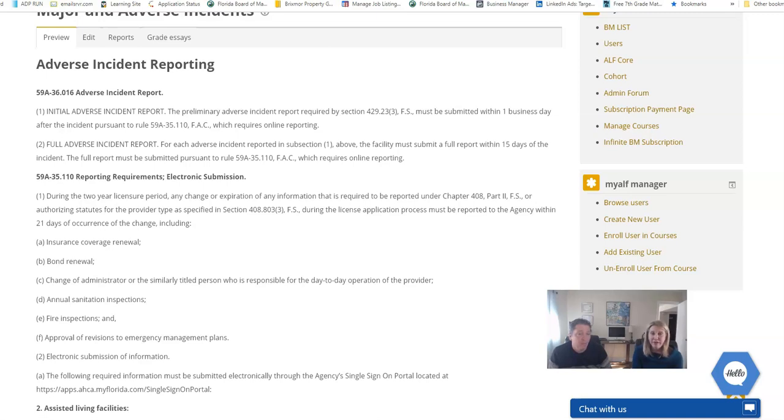Full adverse incident report. For each adverse incident reported, the facility must submit a full report within 15 days of the incident. The full report must be submitted online. So the test question here would be the 15 days. 15 calendar days, which Saturdays and Sundays are included. So you'll have the 1 day, and then you have the 15 days from the incident, not from the initial report, but from the incident. You will definitely have a test question on this.